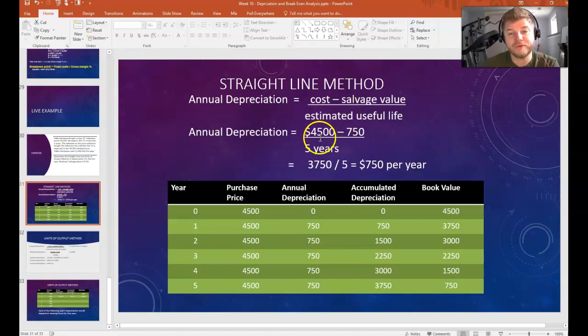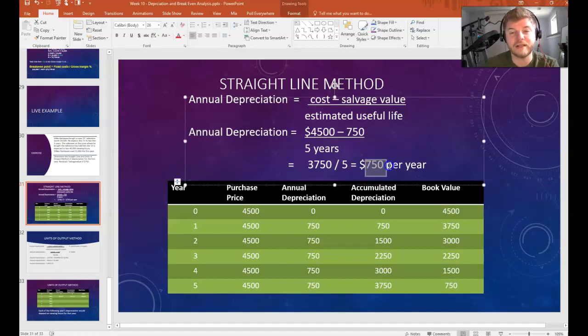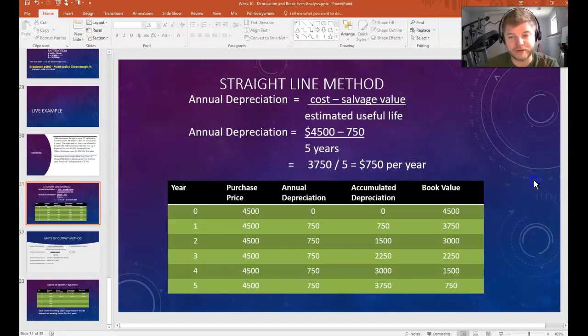So we do our math. We do 4,500 minus 750, which is 3,750. We divide it by our 5 years, and we're thinking it's going to last us $750 per year. Now, because it's the straight line method, we can actually go all the way for the 5 years because we know it's $750 a year.